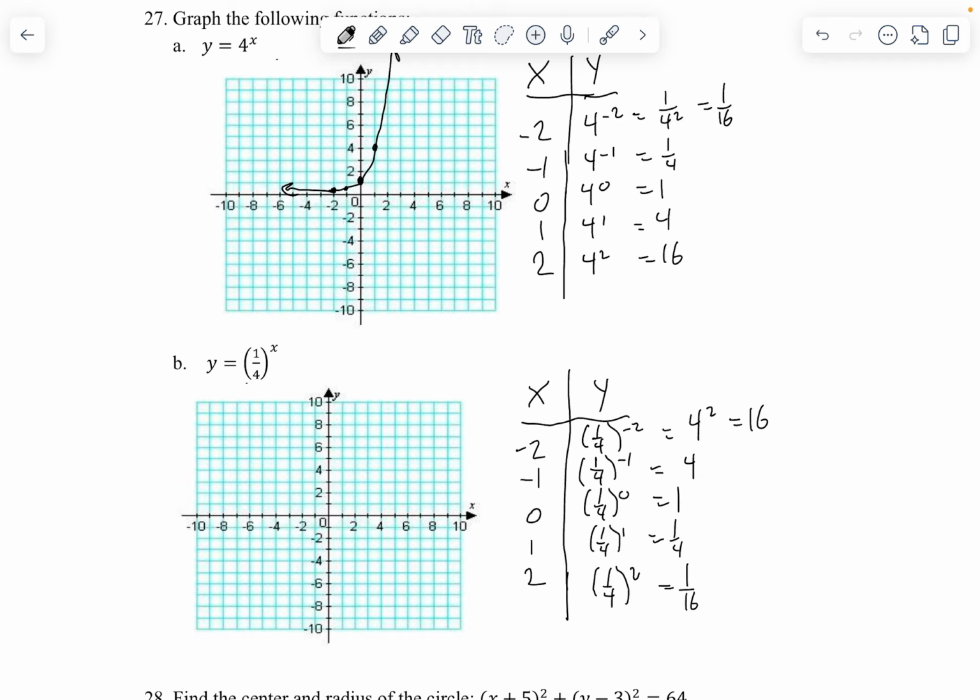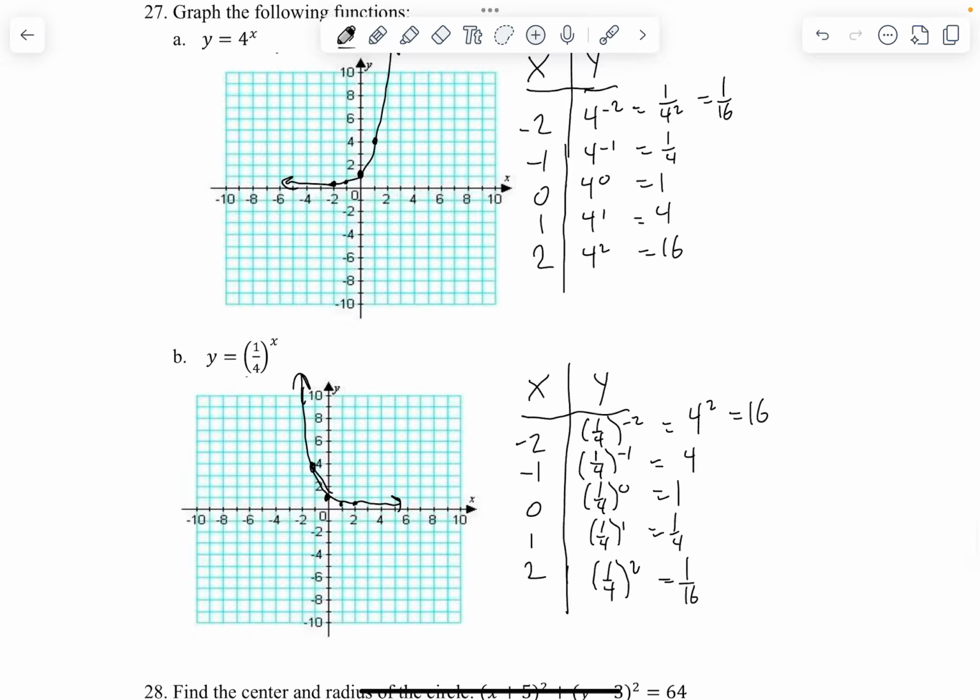When x equals -2, y equals 16. That's somewhere off the grid. When x equals -1, y equals 4. That's right there. When x equals 0, y equals 1. When x equals 1, y equals 1/4. When x equals 2, y equals 1/16. So this graph looks like this, and that is an exponential decay function.